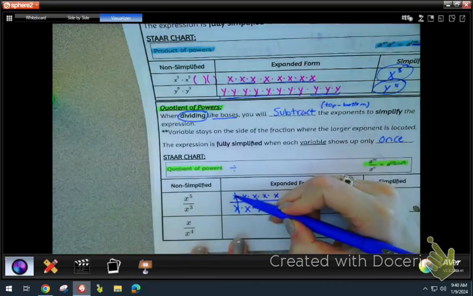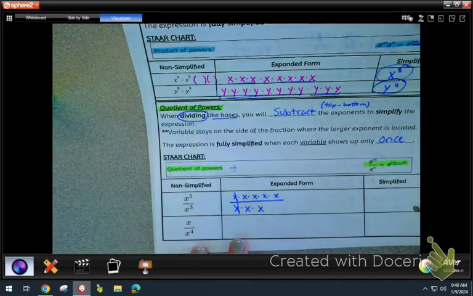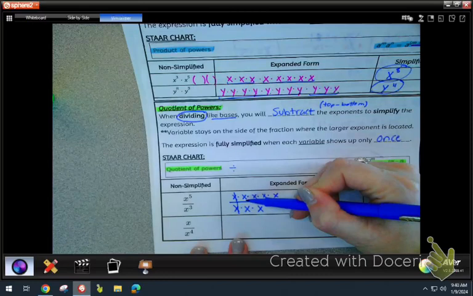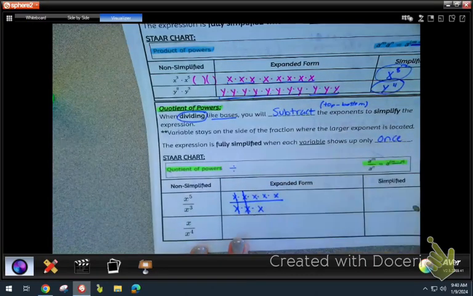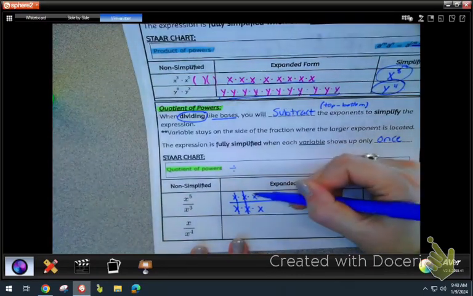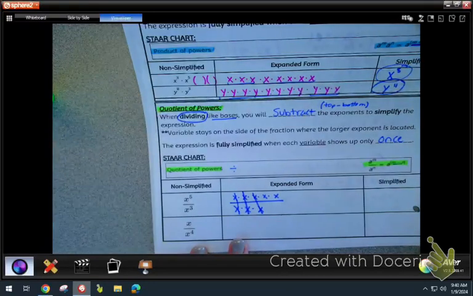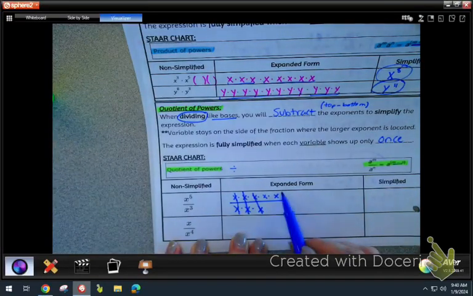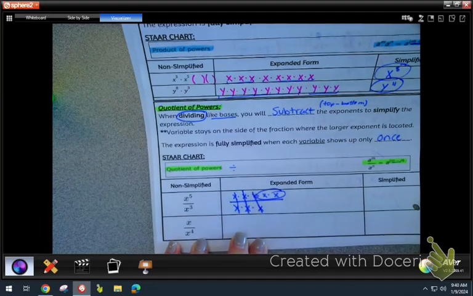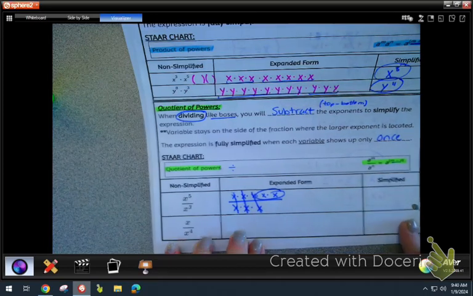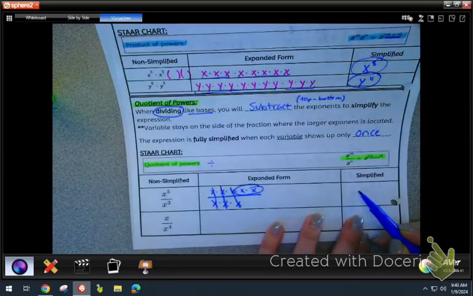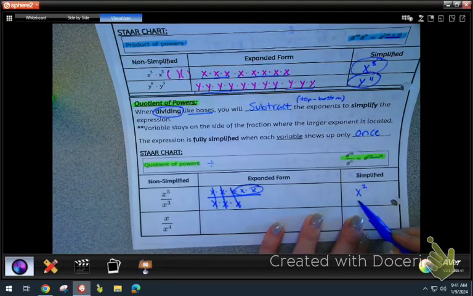So I can mark out 1 on the top, 1 for the bottom. Can I keep going? I got another pair right there, 1 on the top, 1 on the bottom. I even got one more, 1 on the top, 1 on the bottom. Can I keep going now? No. So what's left over, Zane? 2 x's, and where are they? At the top, okay? So that means my simplified answer will be x to the 2nd power. That is in the top.